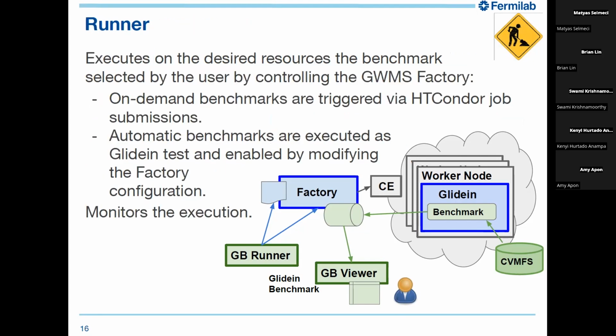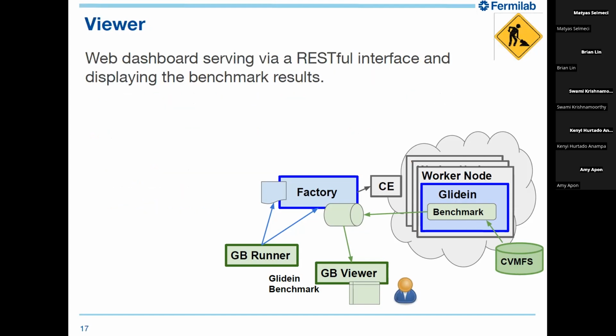So the runner executes on the desired resources selected by the user by controlling the GlideinWMS factory configuration. And on-demand benchmarks are triggered via HTCondor job submissions and are executed as a glidein test by modifying factory configuration, as it shows in this diagram right here. And the viewer is a web dashboard serving with a RESTful interface and displays the benchmark results, which are also shown right here.